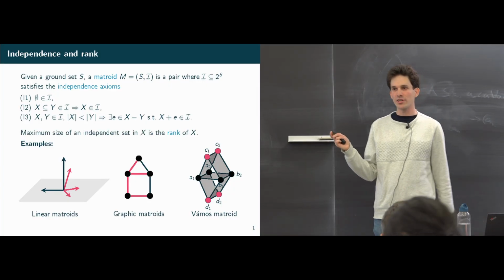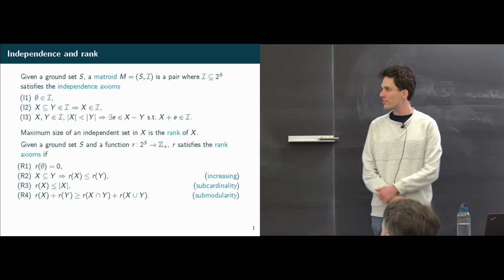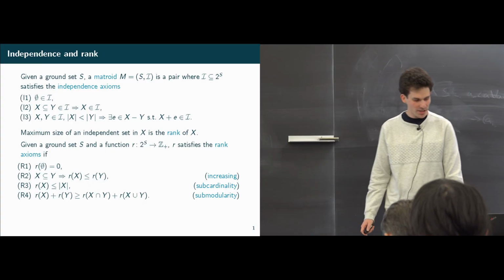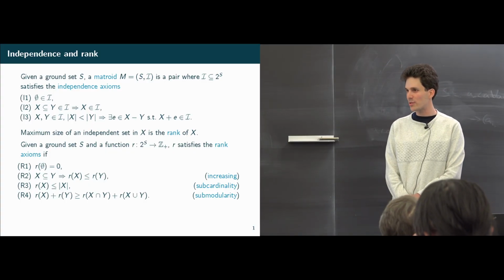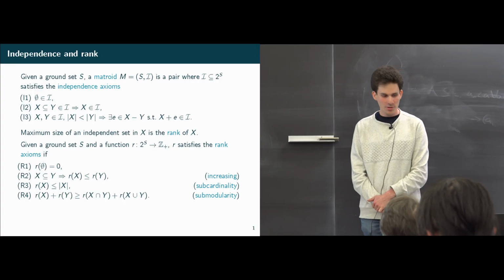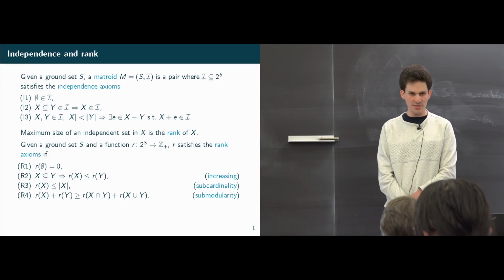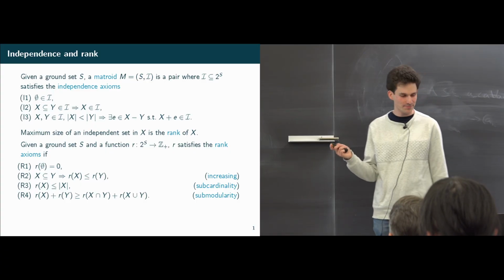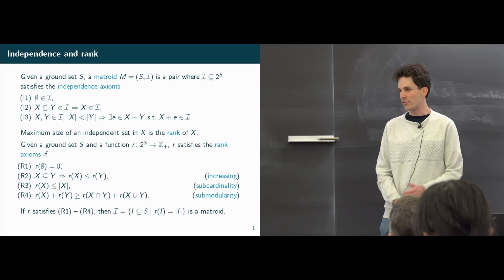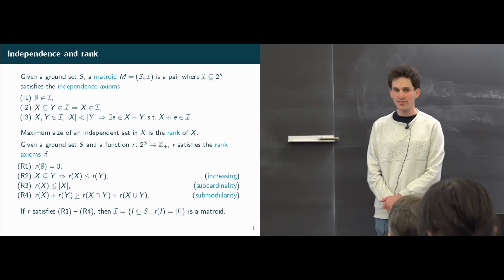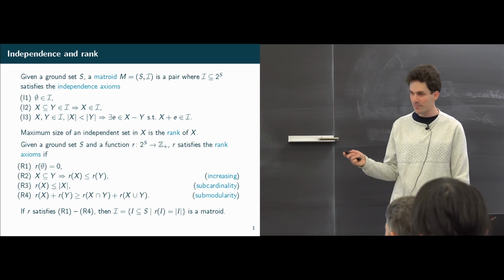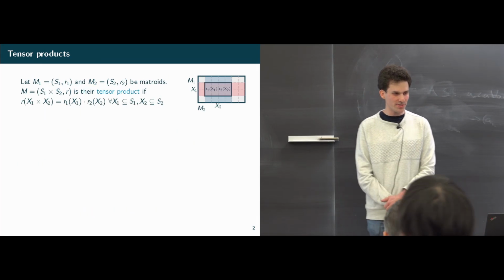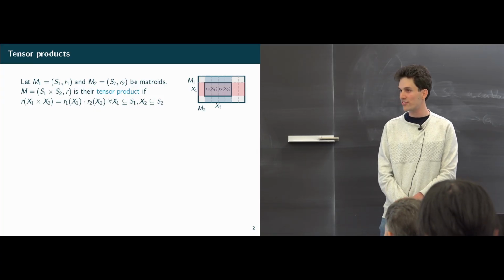And the rank function will also be important for this talk. So as probably you know, this is the size of the largest independent set in a subset, and it satisfies some rank axioms like increasing, subcardinality, and submodularity, and they characterize rank functions. So whenever we have a function with these properties, then we can define a matroid. Now for something lesser known, the main object in this talk is the tensor product operation on matroids.